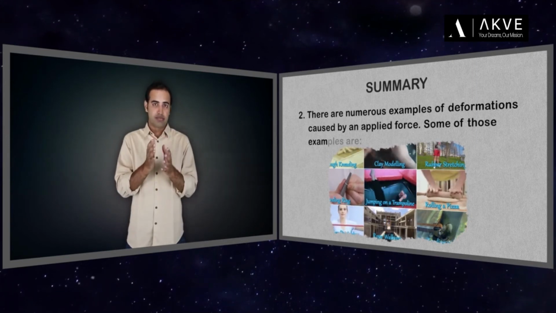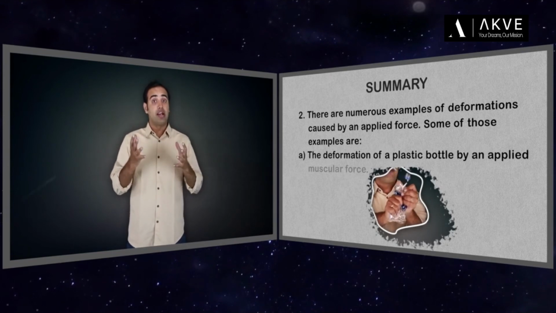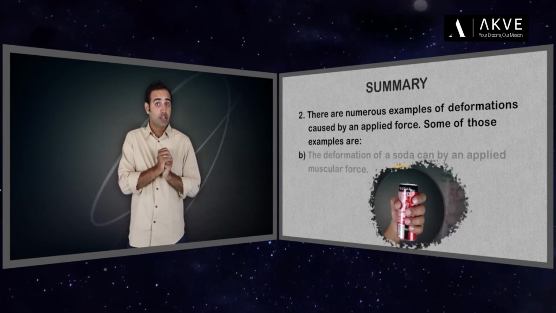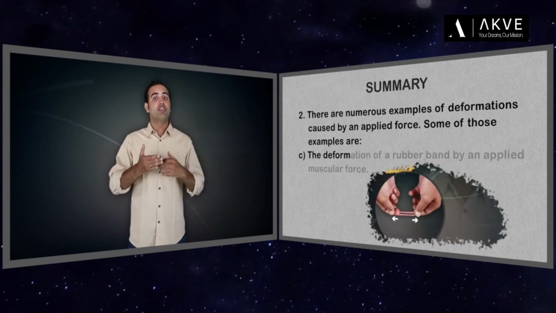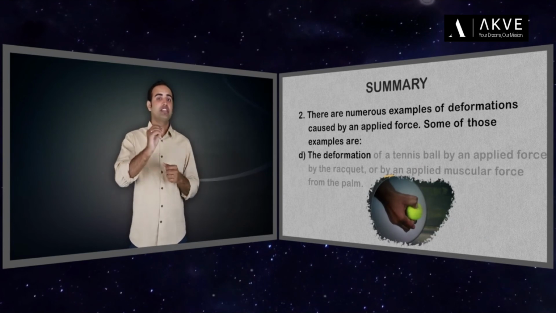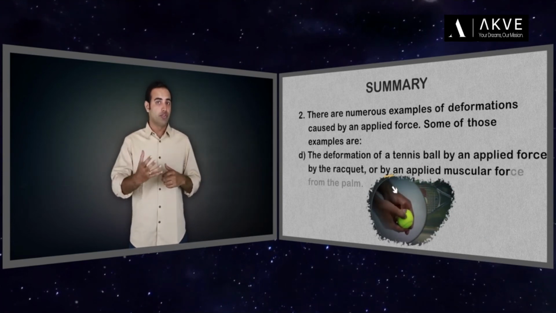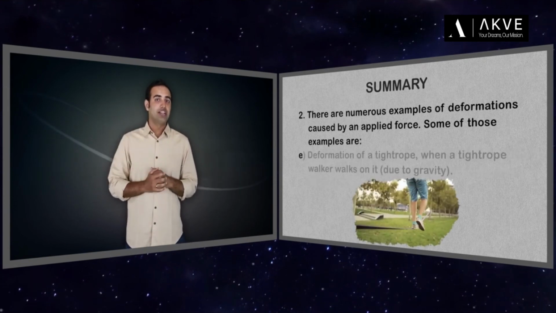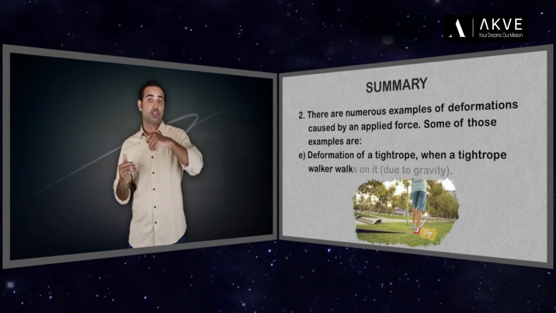Some of those examples are the deformation of a plastic bottle by an applied muscular force, the deformation of a soda can by an applied muscular force, the deformation of a rubber band by an applied muscular force, the deformation of a tennis ball by an applied force by the racket or by an applied muscular force from the palm, and finally, the deformation of a tightrope when a tightrope walker walks on it.